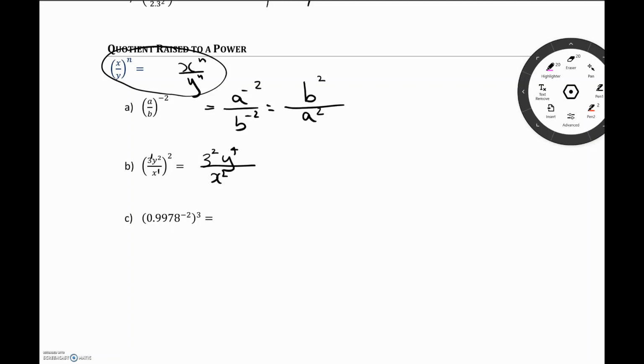Now our last example. We have 0.9978 to the negative 2, all to the exponent 3. So I simply multiply the exponents. It becomes 0.9978 to the exponent negative 2 times 3. It's negative 6, which of course I can write as 1 over 0.9978 to the exponent 6. And those are all the rules of exponents.